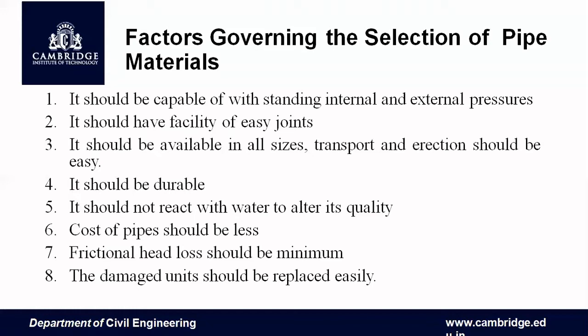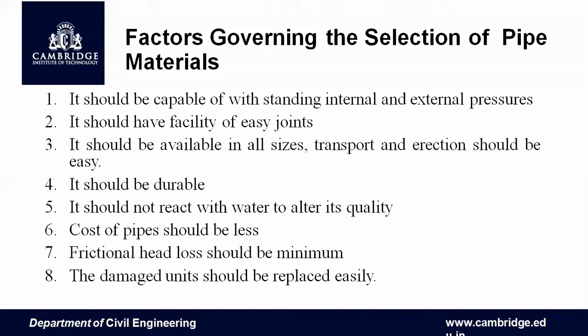Whenever we fix the pipelines, we require different diameters of pipelines. So different sizes should always be available, and it should be durable. The lifespan of the pipeline should be more. If it lasts only 5 years or a maximum of 7 years, and we have to change it frequently, that is not economical. So the lifespan of the pipe material we choose should be more.